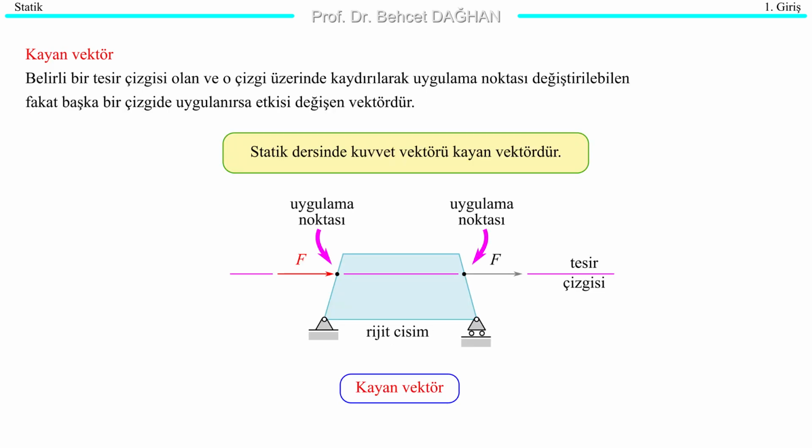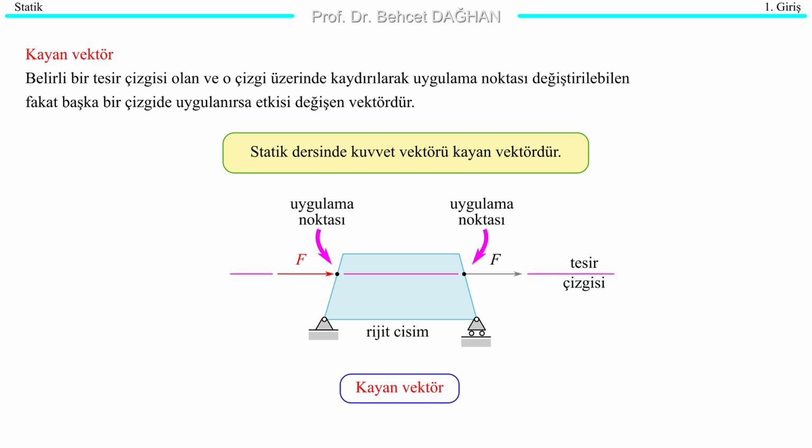Sliding vector. It is a vector with a certain line of action and the point of application can be changed by sliding on that line. The force vector in statics is a sliding vector. It can be applied to any point on the line of action. Its effect does not change. But if the line of action is shifted up or down, then its influence changes.